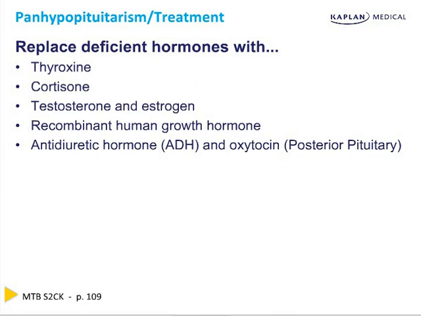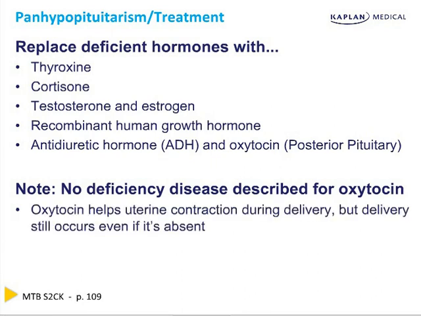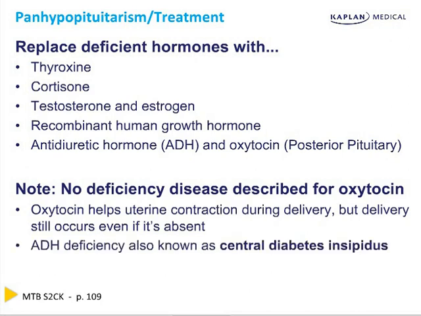ADH and oxytocin generally don't need to be replaced just for pituitary insufficiency because, one, no deficiency disease is described for oxytocin, since oxytocin just helps uterine contraction during delivery. But since delivery still occurs even if it's absent, you don't need to replace it. ADH deficiency, which is central diabetes insipidus, doesn't have to be replaced because, frankly, the hypothalamus just takes over releasing the ADH directly. It's kind of like buying books from Amazon. If all the bookstores shut, you just get it directly from Amazon.